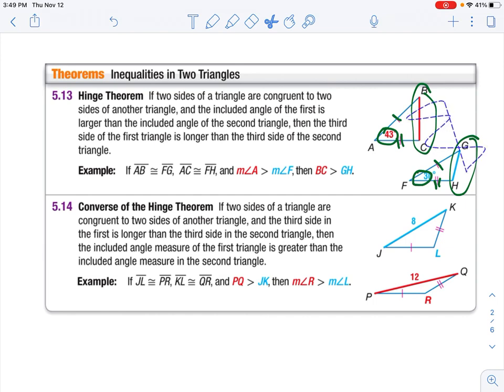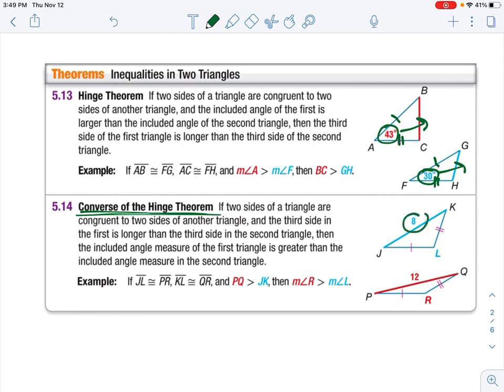So basically what they're saying is we have included sides that are congruent. If this angle is bigger, this side is bigger. If this angle is smaller, that side is smaller. It also works in reverse for the converse of the hinge theorem. If this side is smaller, this angle is smaller. If this side is bigger, this angle is bigger. Notice we do have to have these congruences though.